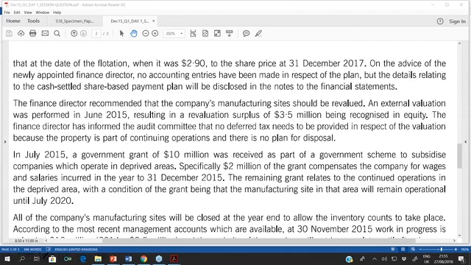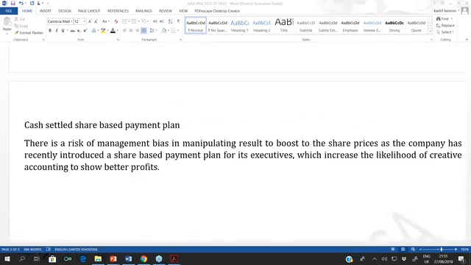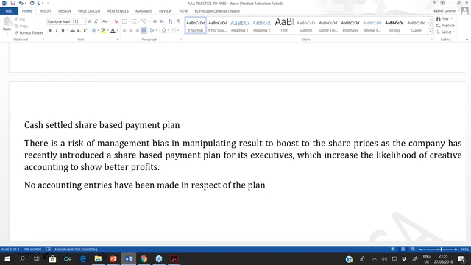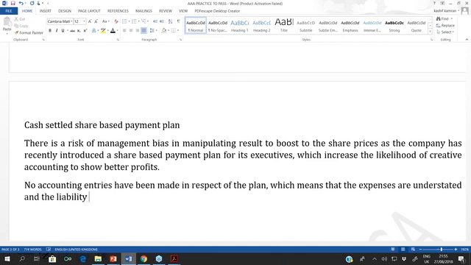So have we done the biggest mistake being a finance director? So no accounting entries have been made in respect of the plan, which means that the expenses are understated and the liability is understated, it is a cash settled share based payment plan, right? And the profits are overstated.